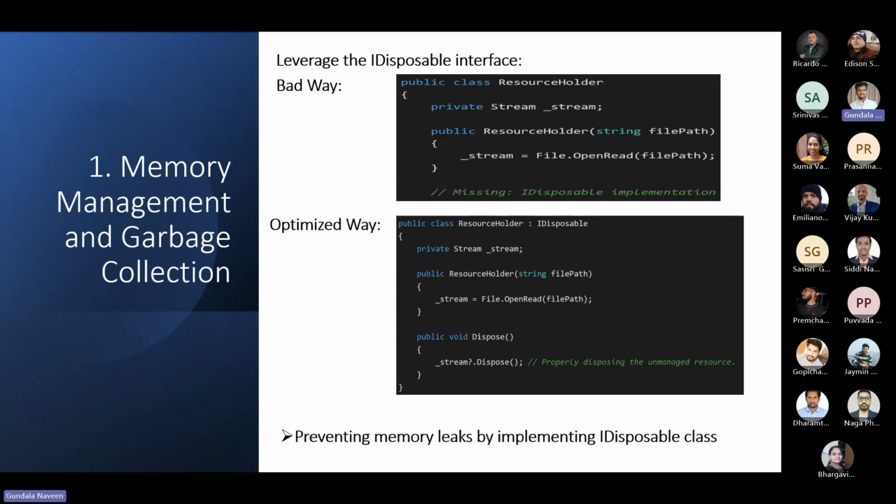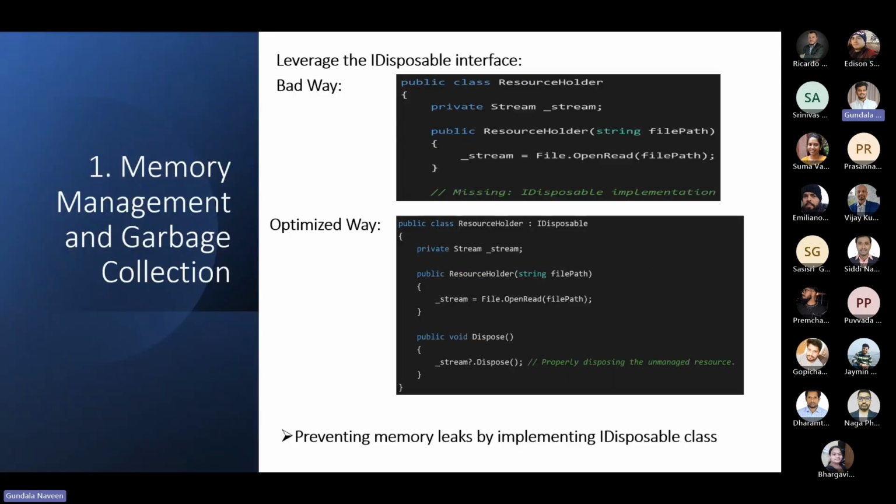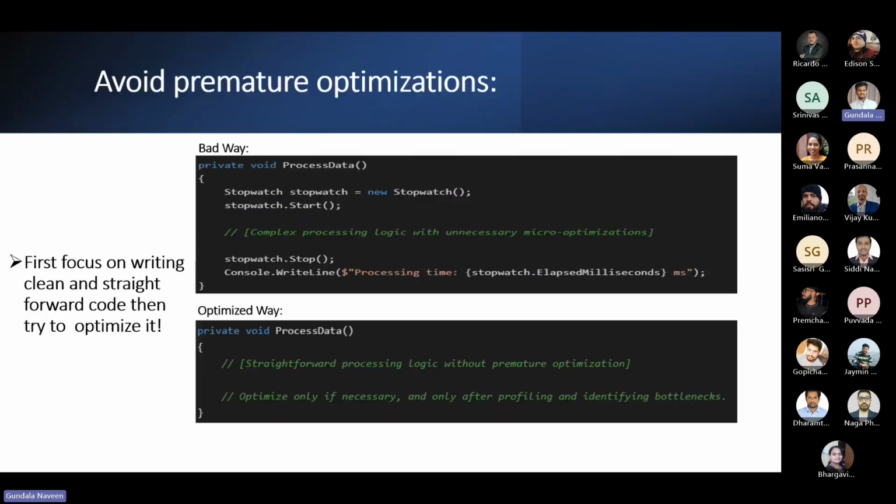And the next thing is, we'll just move to the next topic: avoid premature optimization. What exactly do I mean by avoid premature optimization? This point also will be covered under memory management and garbage collection. We all write code as our daily routine, and some of us write the code in a sophisticated manner, in an optimized way from the beginning.